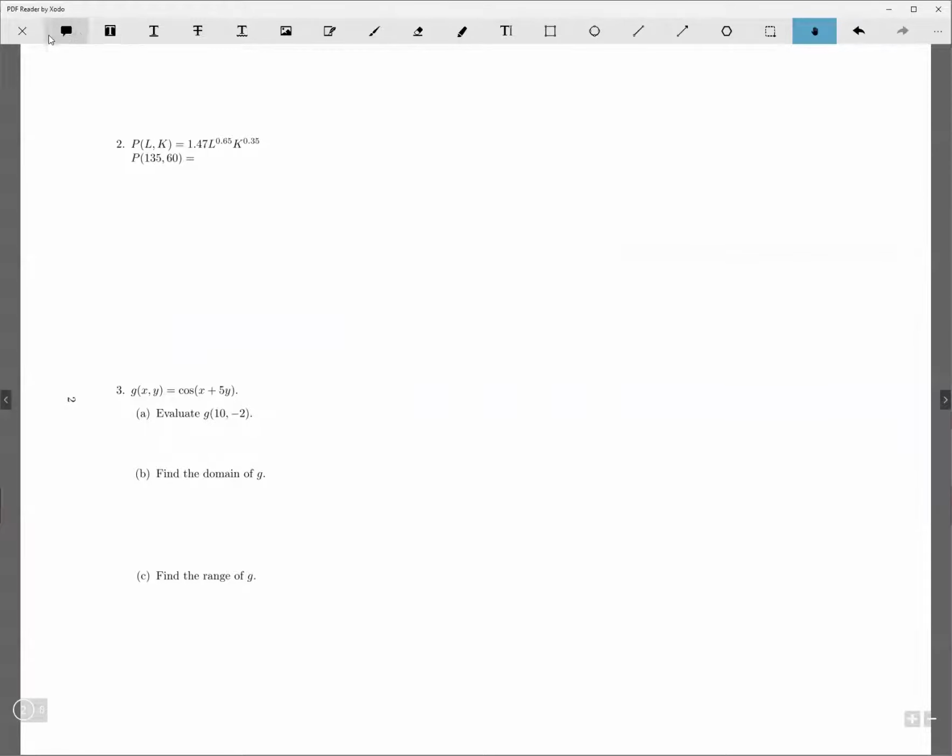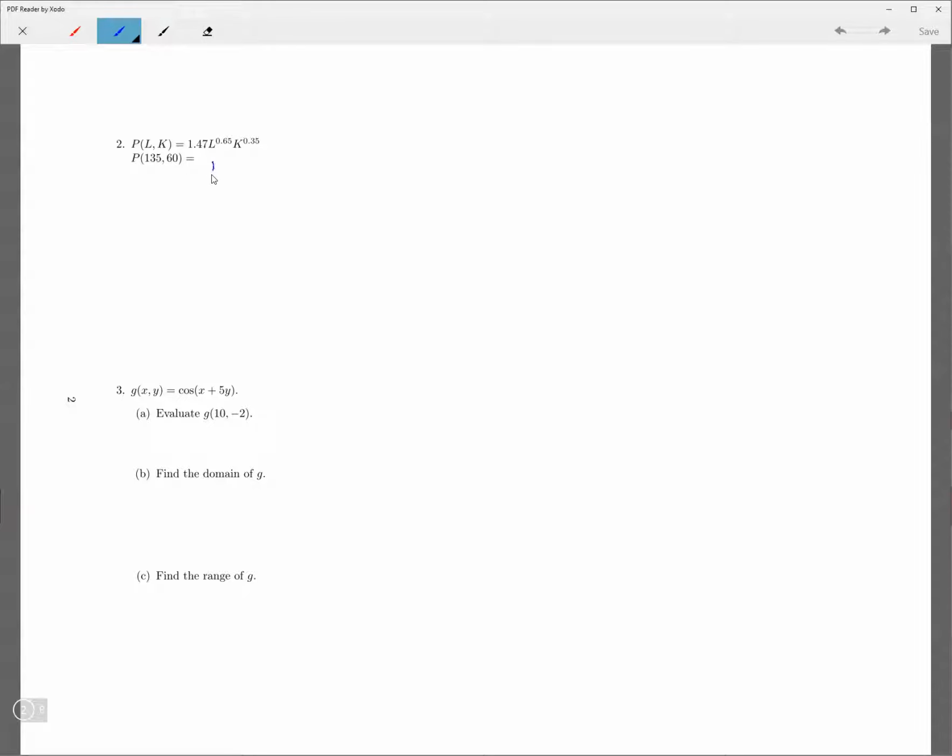Let's go to number 2. Number 2 says we have this function here. The manufacturer has modeled its yearly production function P, the monetary value of its entire production in millions of dollars, as a Cobb-Douglas function, whatever that is. And here's the formula right here: 1.47 L to the 0.65 times K to the 0.35, where L is the number of labor hours and K is the invested capital in millions of dollars. Find P of 135, 60 and interpret it.